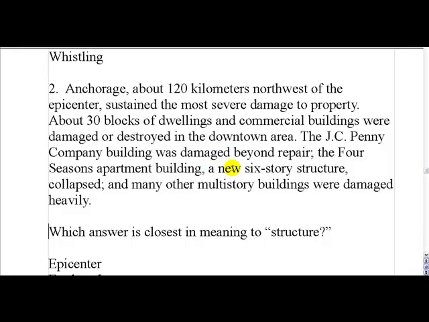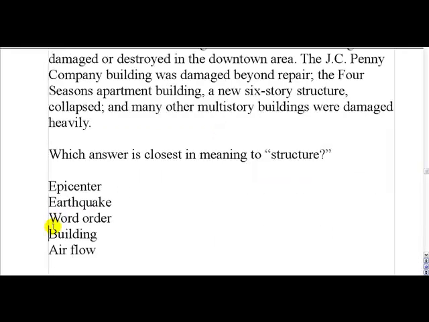So you're kind of using several different strategies here at the same time. Obviously, it says the Four Seasons apartment building, right? So you keep track of that, but then you see the phrase, a new 6-story structure collapsed. So structure is a type of building. Because we know that a new 6-story building, this is an appositive, and it modifies building, so then we have to assume that structure and building are similar. So which answer is closest in meaning to structure? Epicenter, earthquake, word order, building, or airflow? Your best answer here is building.